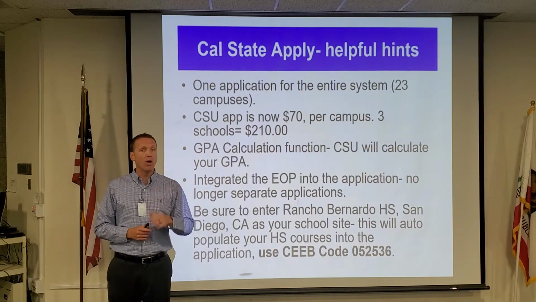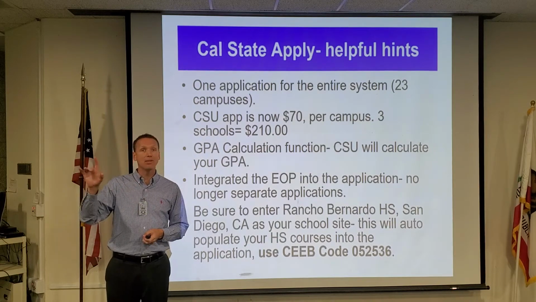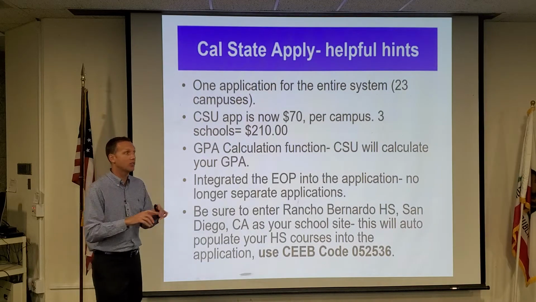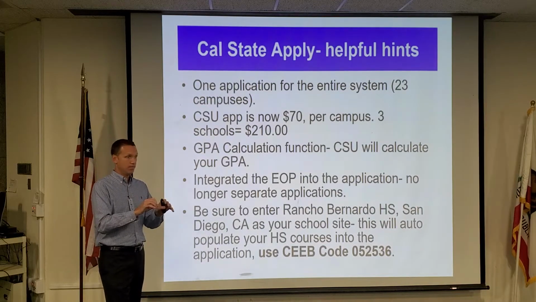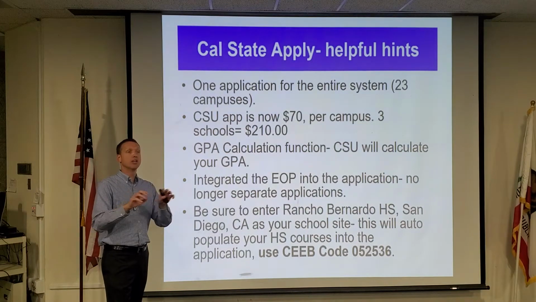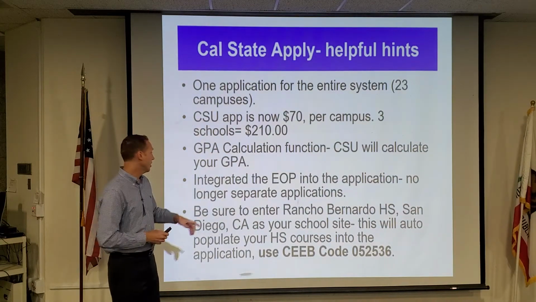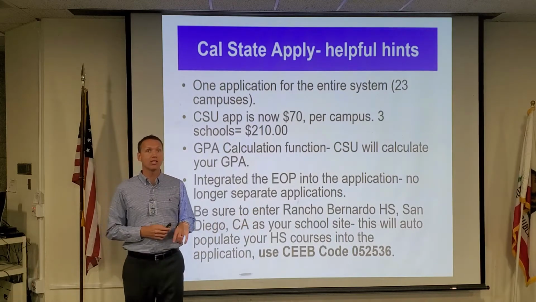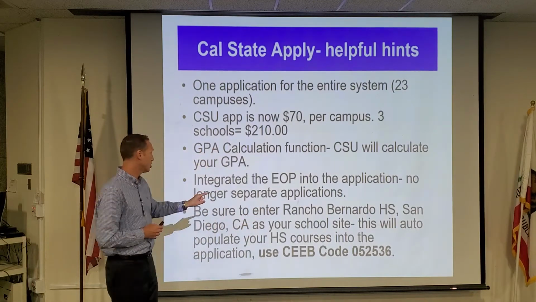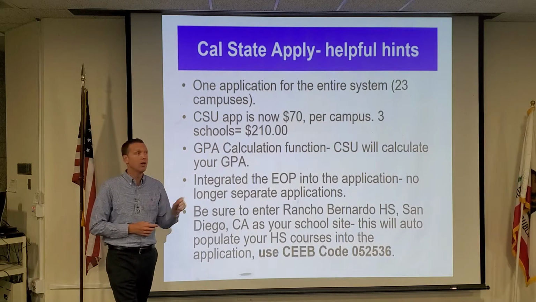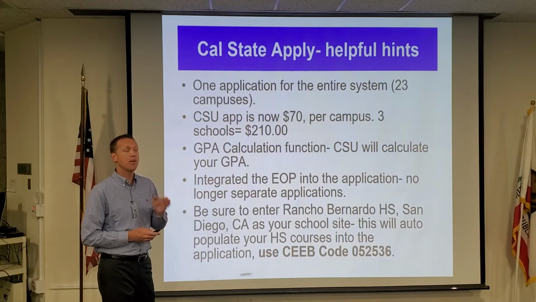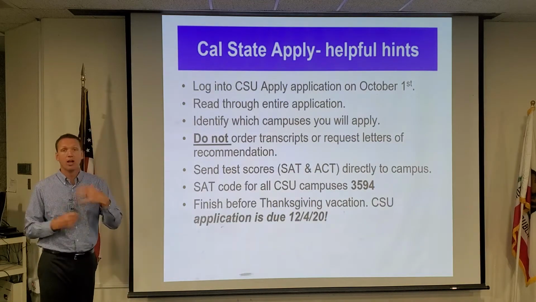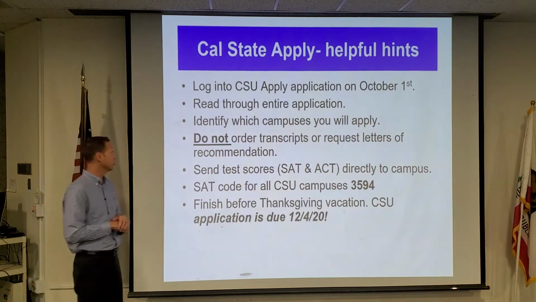And remember to enter our school code, which is 052536. That will help auto-populate the courses as you start to type them into the text box and are looking for chemistry, American literature, AP US history. By listing our school code, 052536, the application will pull Rancho Bernardo High School, San Diego, California, and give you that information and make it a much smoother process. Okay, again, application opens October 1st.